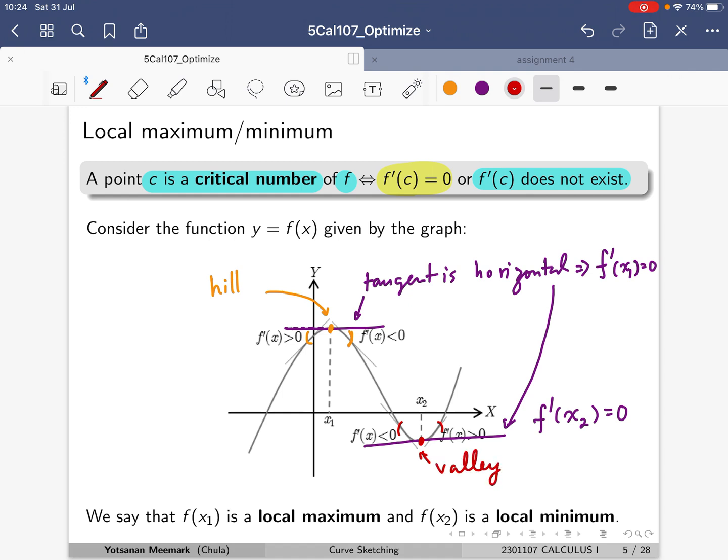So a hill corresponds to a so-called local maximum, or sometimes instead of local we use relative. And this one corresponds to a local minimum.